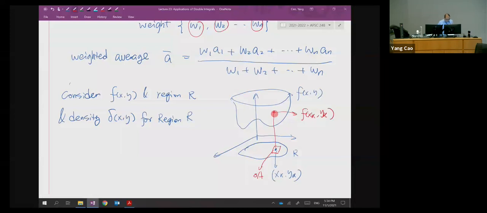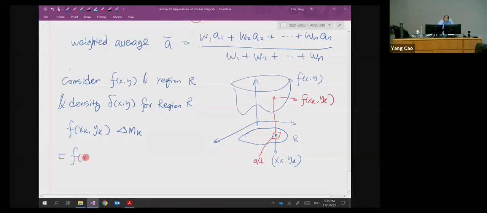Now I'm going to do one more thing here. In the previous case, you just multiply this function with delta A. But in this case, I'm going to multiply this function with a small mass representing this delta A. That basically means it's the density at the location times the delta A. So this delta mass here is basically this one here.